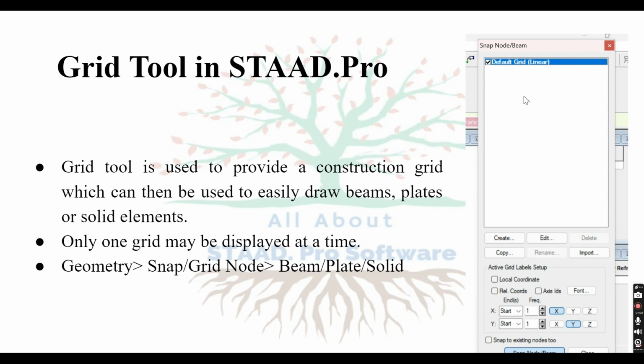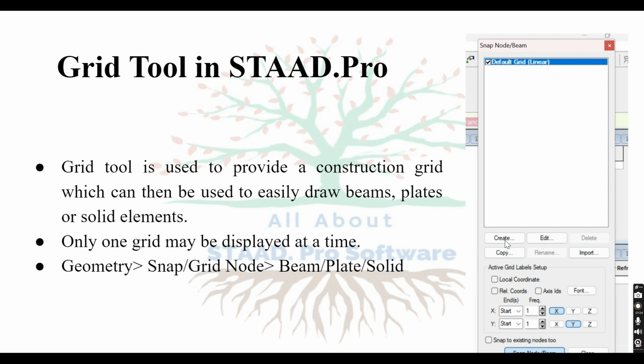Here you can see the first one is the grid list. The grid list lists all grid definitions in the current STAAD Pro project. The grid which is set to active has a check before its name. All types of grids will be listed out here.